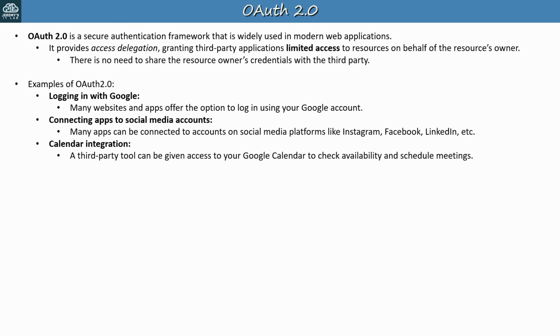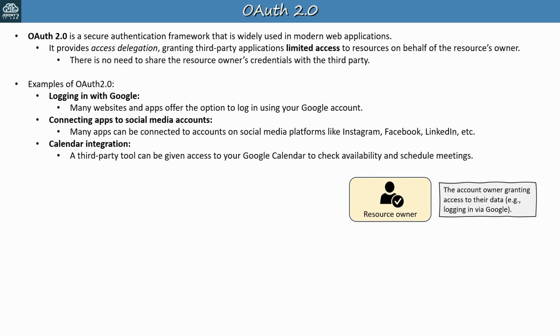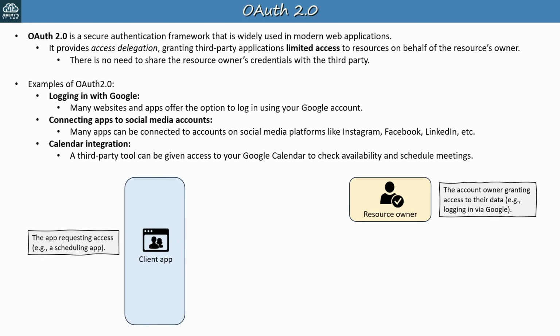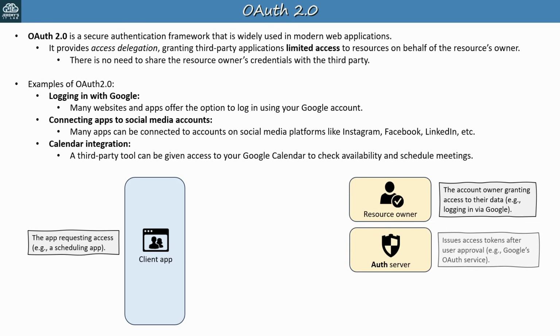There are four main parties involved. First is the resource owner, the account owner granting access to their data. Using the Google Calendar integration example, this is the owner of the Google account. Next is the client app, the third-party application requesting access to your Google data, like a scheduling tool accessing your calendar. Then there's the auth server.